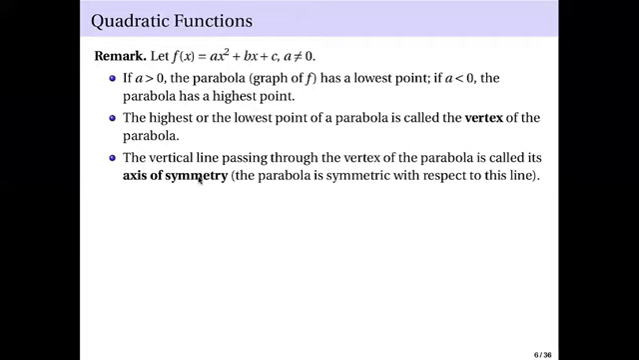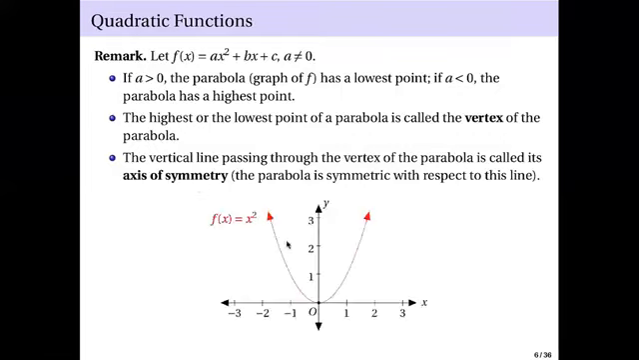Okay? So whatever you see on the left, if you fold the plane along this axis of symmetry, the graphs will just overlap. So for example, we have here your function f of x equals x squared. So this is the parabola. So a is positive in here. Okay? So it has a lowest point. This is that lowest point.